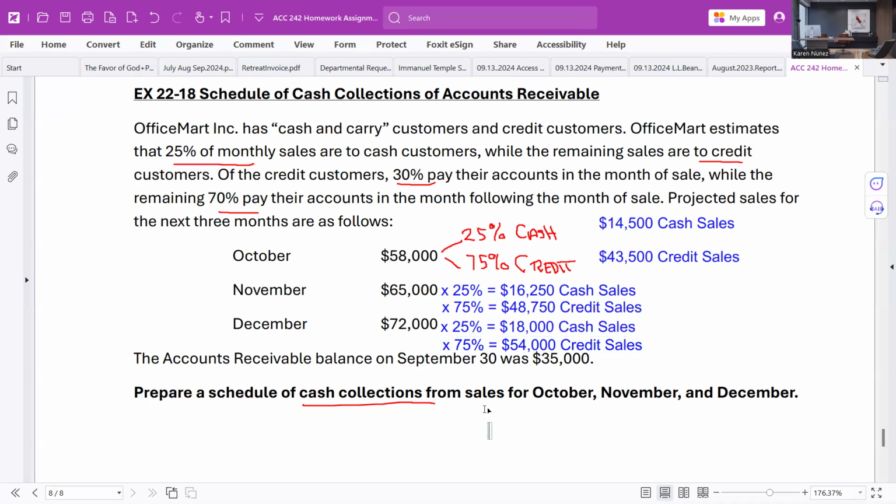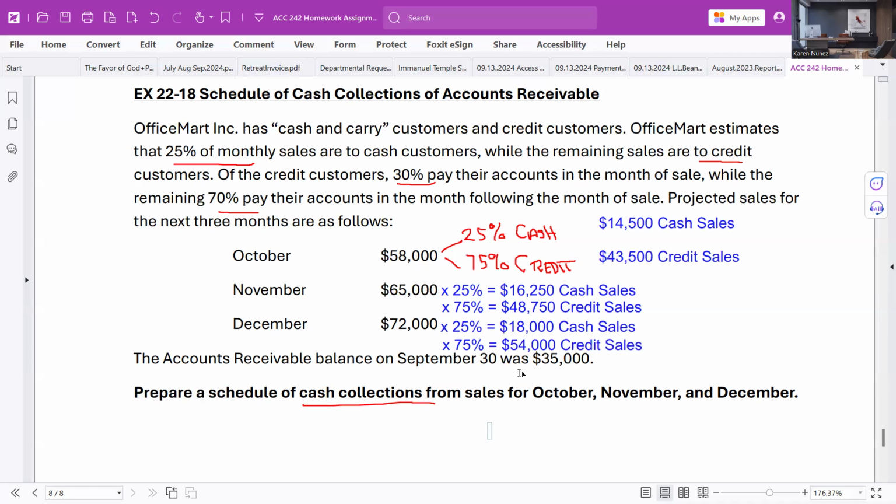So that's what we're told, right? They make a sale in the month of October, 25% is cash, 75% is credit, and that's what it looks like. 14,500, 43,500. Same thing in November and December. And we've got some information here about accounts receivable on September 30th. Oh, what does that mean? Why are we given that?